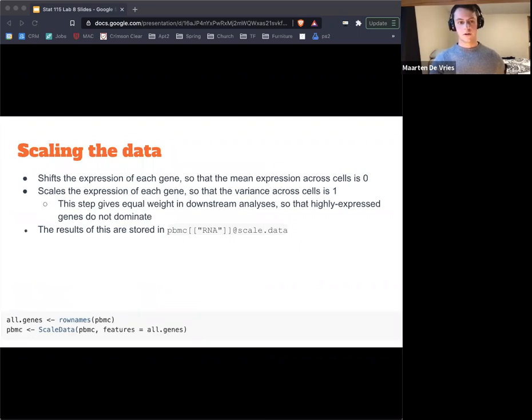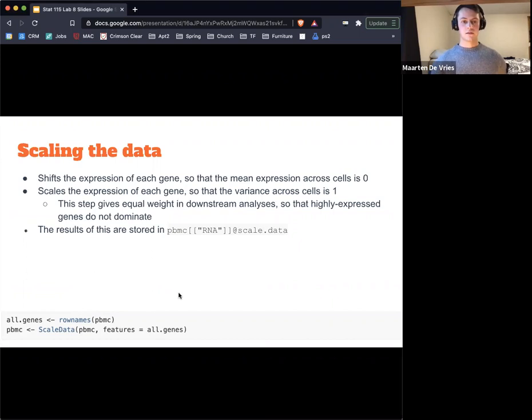Okay, if you then want to do PCA especially, you have to scale the data. It's also necessary for a lot of machine learning methods. Scaling just means making the mean 0 and making the variance across cells 1. This is important because it gives equal weight so that highly expressed genes do not dominate the downstream results. There's a simple function called scale data to do just that.